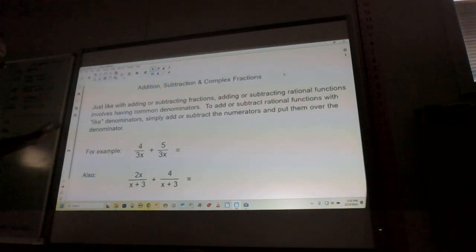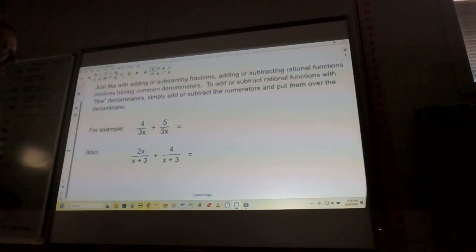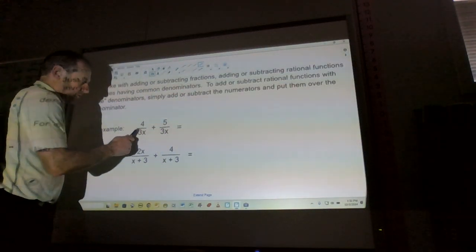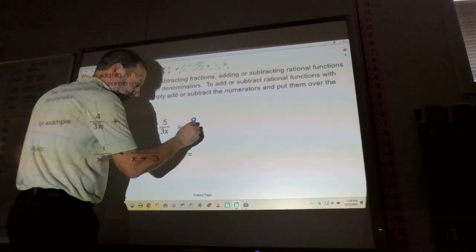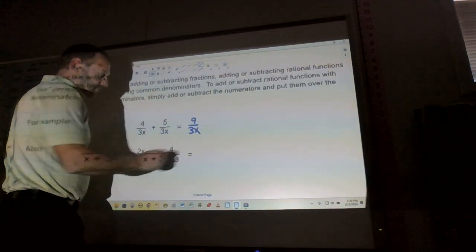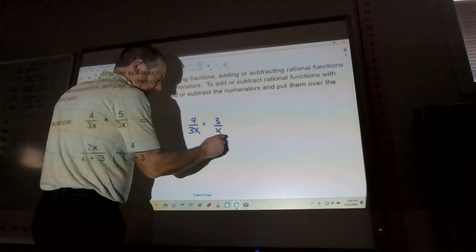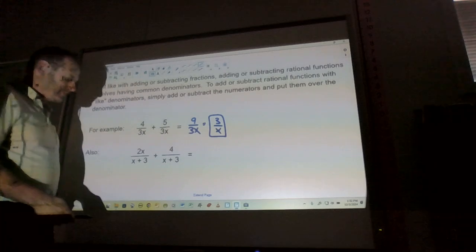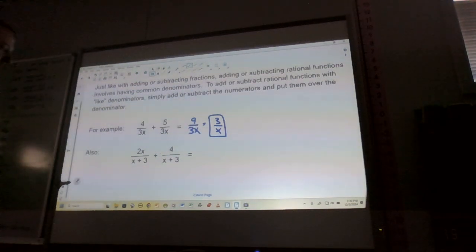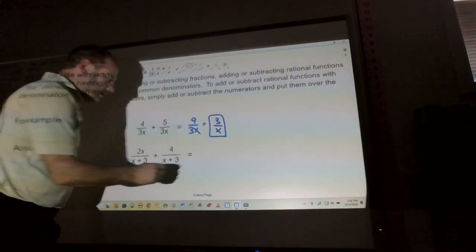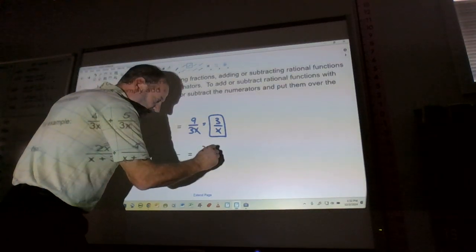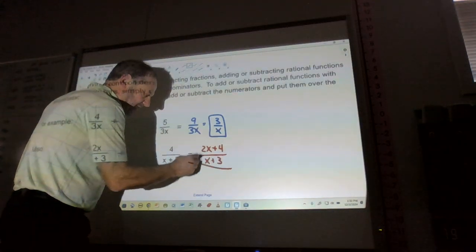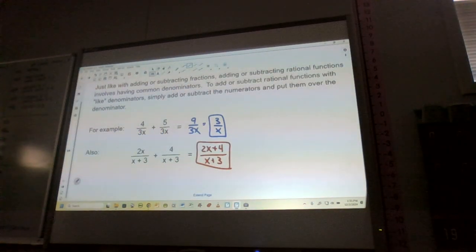Now, if I've got something like this, these have a common denominator, so I can just add the numerators. 4 over 3x plus 5 over 3x is just 9 over 3x, which would reduce to 3 over x. Here I've got 2x over x plus 3 plus 4 over x plus 3. I just add the numerators to get 2x plus 4 over the denominator x plus 3. Can't really do anything to simplify that, so we're done. Pretty simple there.